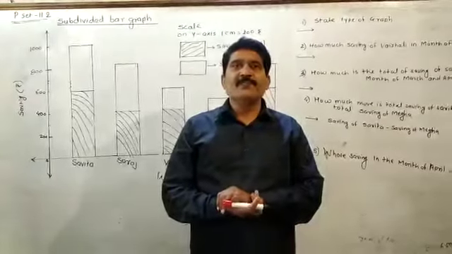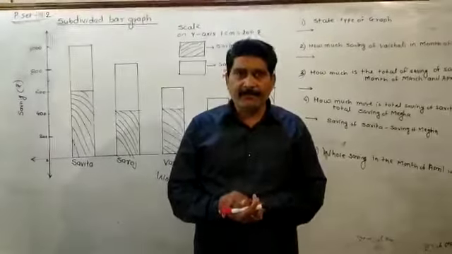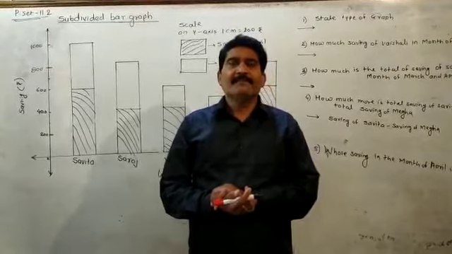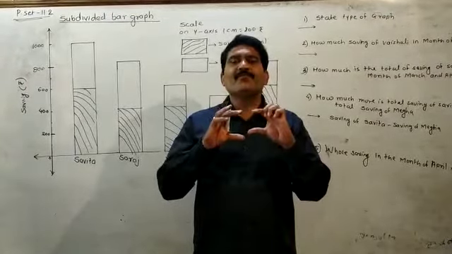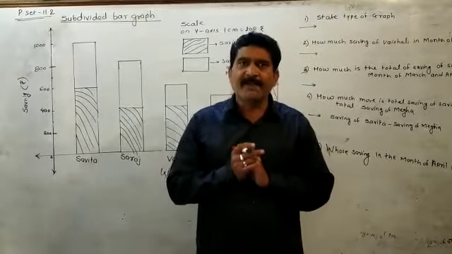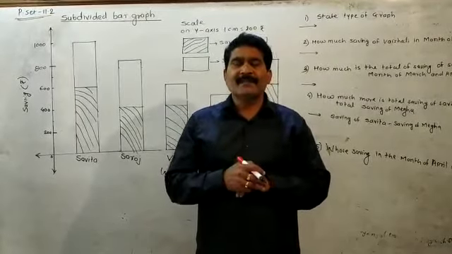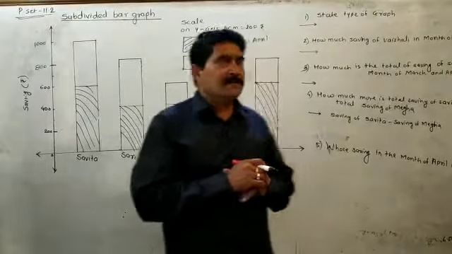To start with the new topic, subdivided bar graph. What is the meaning of subdivided bar graph? It is when the bar graph is divided into 2 or 3 parts. That one is called a subdivided bar graph. So I will start directly with the exercise here.